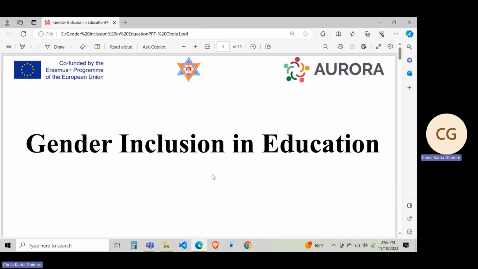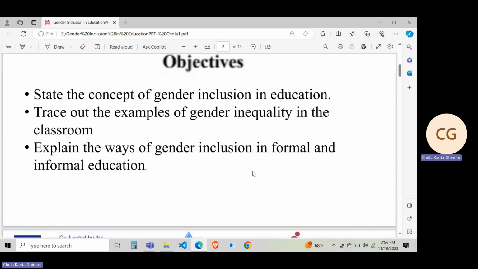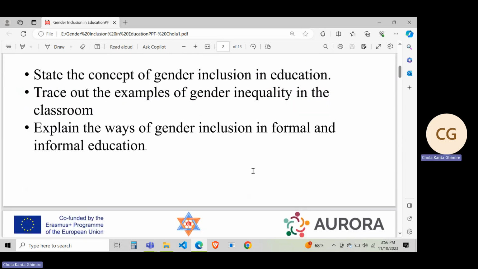Good morning, everybody. Dear students, today we will discuss gender inclusion in education. The objective of this class is to state the concept of gender inclusion in education, trace out examples of gender inequality in the classroom, and explain the ways of gender inclusion in formal and informal education.